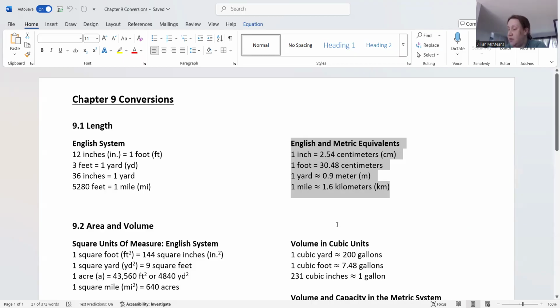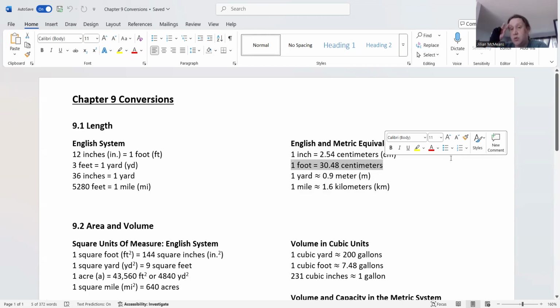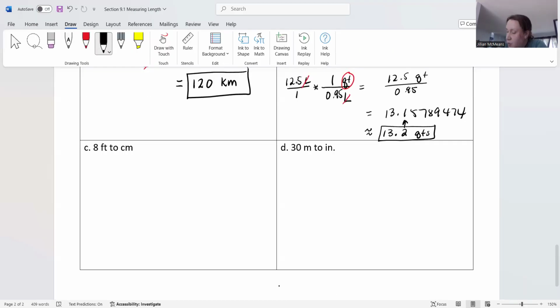But just know if this right here was not given to us, we could still do our conversion. We could take our feet, convert it to inches, and then convert to centimeters if we needed to. Okay, but in this case, we're good to go. We have that 1 foot is 30.48 centimeters. So let's go back to our worksheet. So we know that 1 foot is equal to 30.48 centimeters. So let's start with what we have.